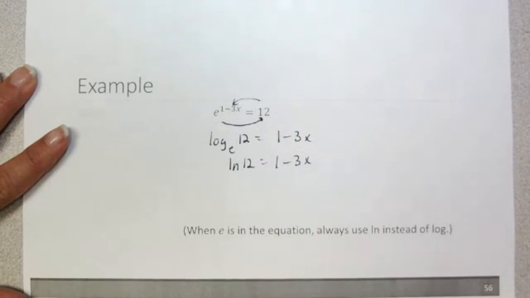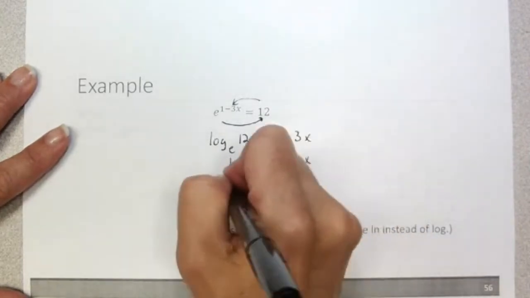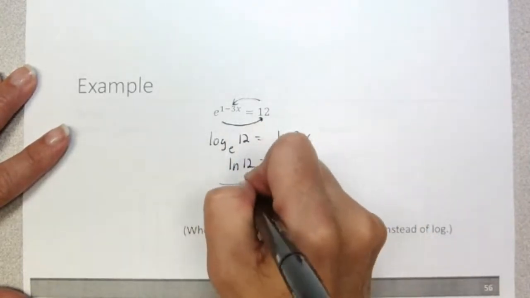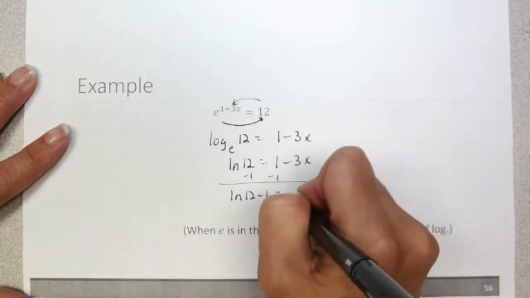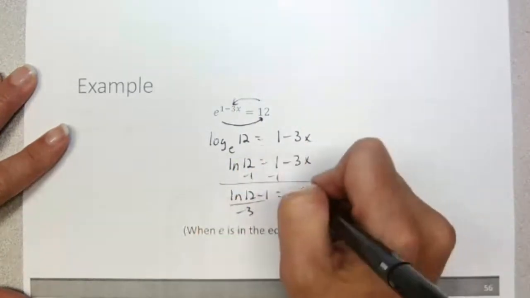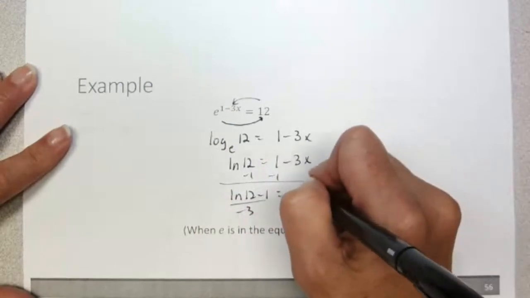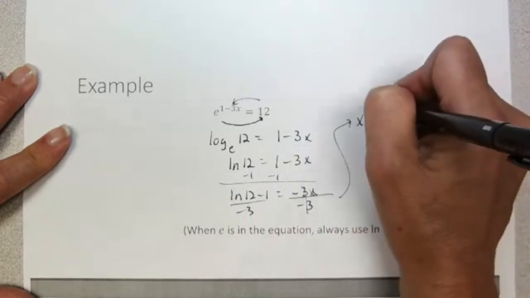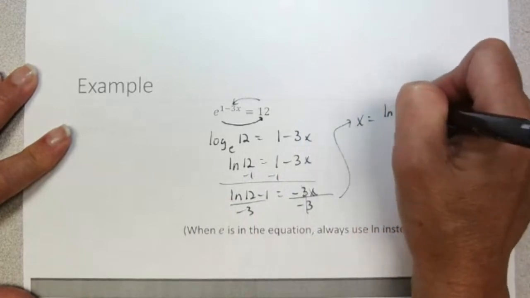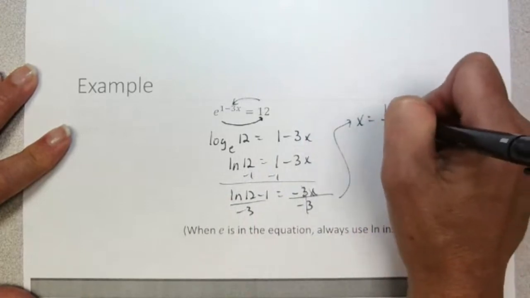Now I just want to solve for x. Well, we'll subtract that 1 from both sides. So then the natural log of 12 minus 1 is equal to negative 3x, and then divide both sides by the negative 3. So my exact answer for x is going to be the natural log of 12 minus 1, over negative 3.